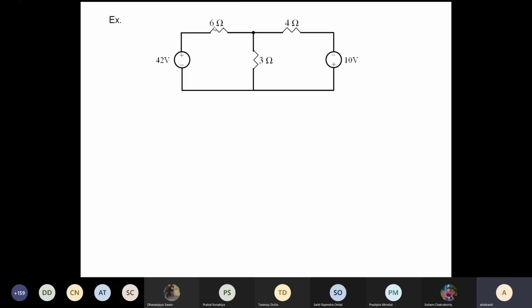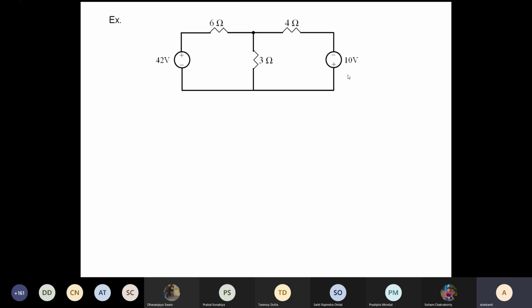So suppose I have taken a simple circuit: 3 resistances connected in the form of the English alphabet T. It is actually called a T circuit. Since it is connected in the form of a T, there are 2 voltage sources. You just see that this is 42 volts and this is 10 volts, but the polarity is different.